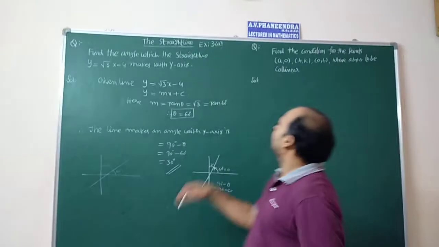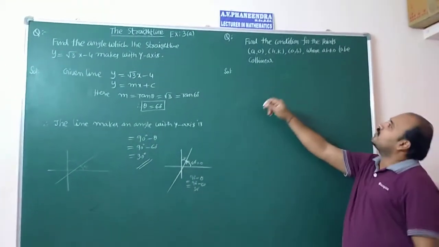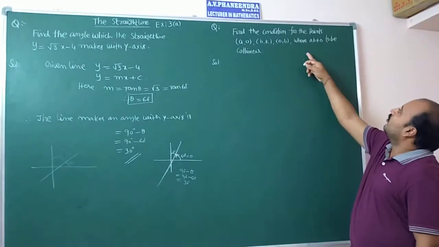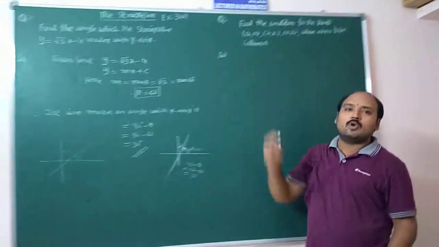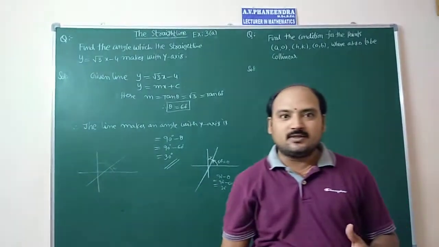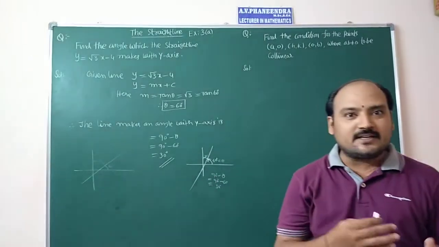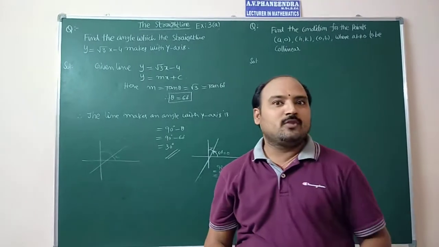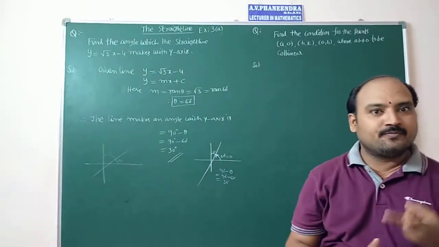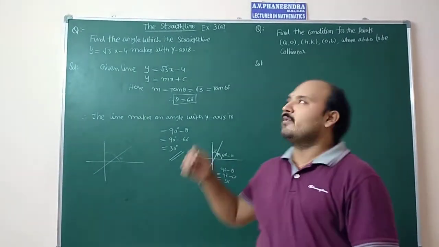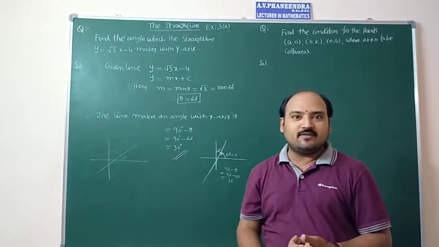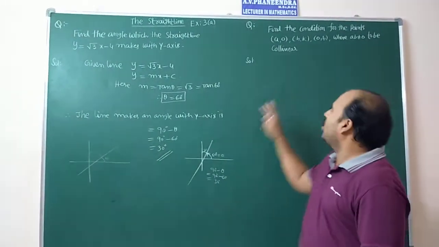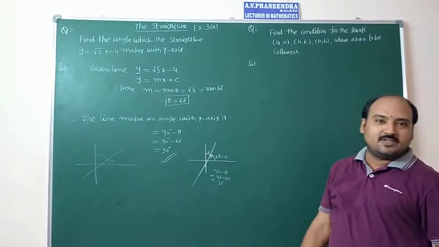So next question. Find the condition for the points (a, 0), (h, k), (0, b), where ab is not equal to 0, to be collinear. I already discussed in previous classes the conditions for collinearity. We have 4 conditions for collinearity. One is the area of the triangle formed by the given points is equal to 0. Second is the sum of any two distances is equal to the other distance. And the slope of AB is equal to the slope of BC.